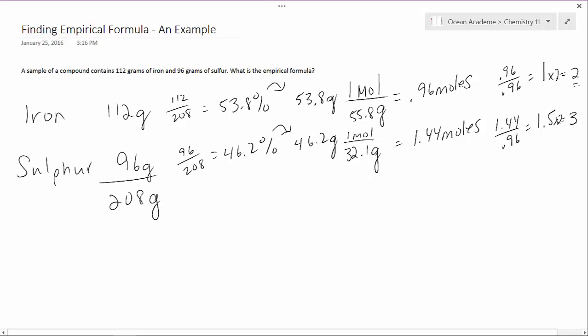And this tells us what our subscripts will be. So for iron, which is Fe, our subscript will be 2. And for sulfur, our subscript will be 3. So the empirical formula for this compound is Fe2S3.